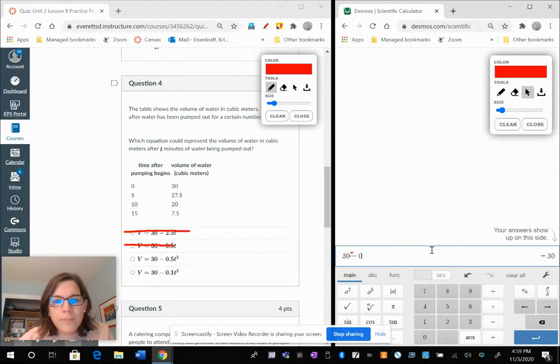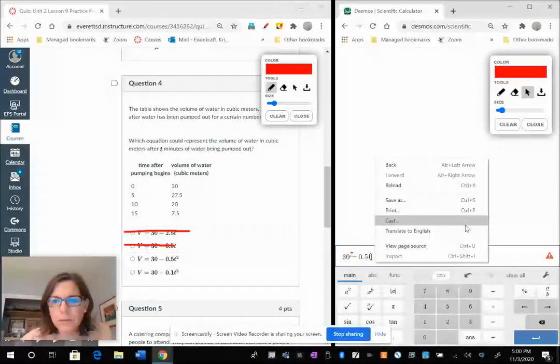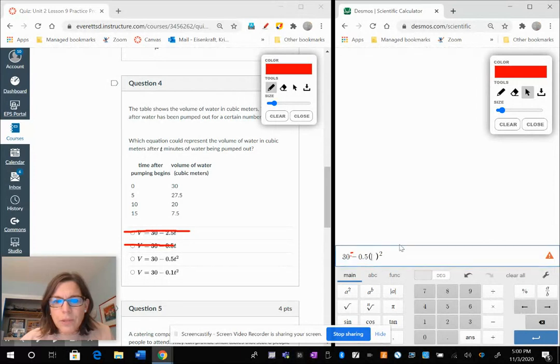Okay, let's try another one. 30 minus 0.5 and then t, and then we're going to square it. The squared button is right here. Okay, let's try a 0. 0 works. Let's try a 5. 5 does not work. They would make it the last problem.